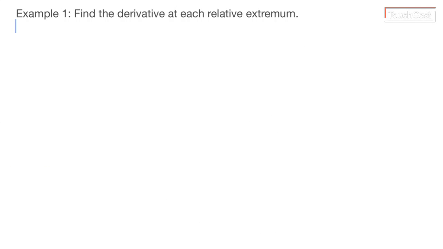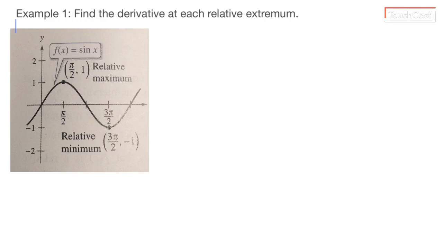Alright, and so our last part in this first example is we're going to look at the function sine x, the sine function, and it actually is going to have a relative maximum and minimum. The relative maximum here is pi over 2. The relative minimum is 3 pi over 2. So the first thing we need to do is find the derivative. If f of x is sine of x, then f prime of x, we learned in our last chapter, is going to be cosine of x. So now what we're going to do is find f prime at pi over 2 and 3 pi over 2.